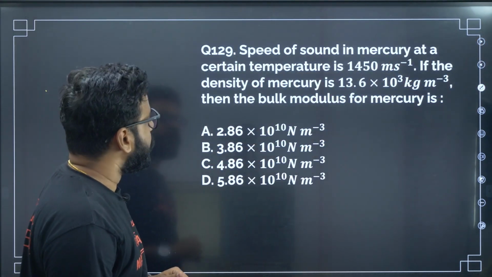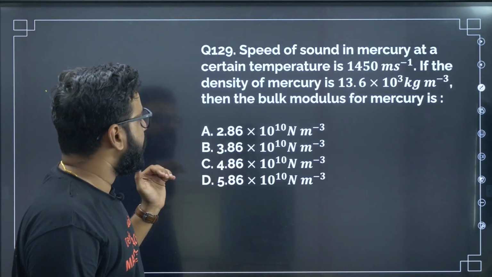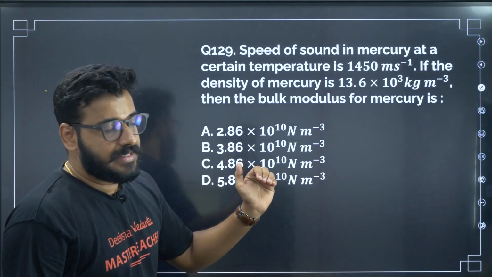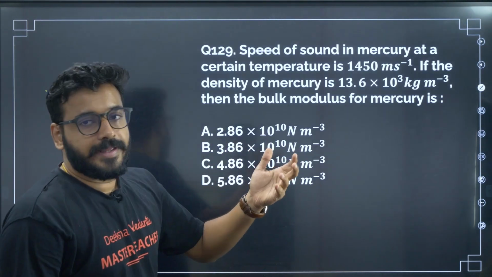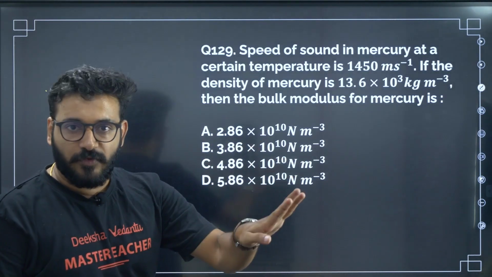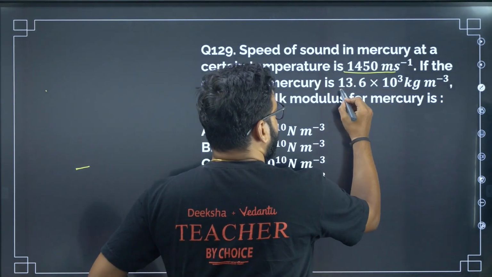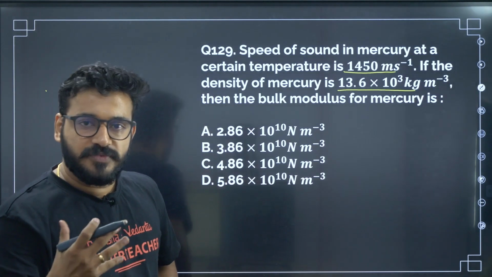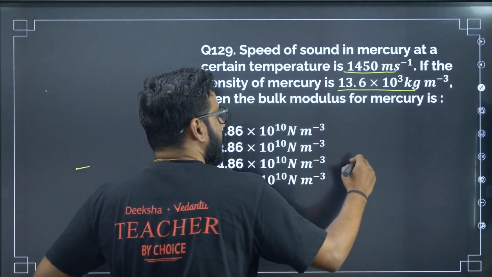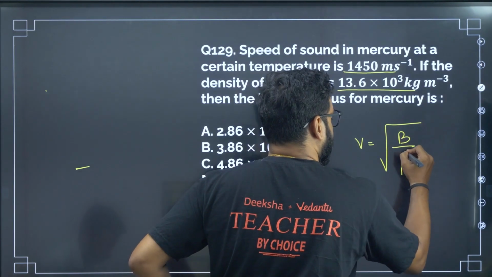Speed of sound in mercury at a certain temperature is 1450. If the density of the mercury is 13.6 into 10 to the power 3, then the bulk modulus for mercury is, it's a very simple straightforward question. They have given you speed of sound, they have given you density, they're asking you the bulk modulus. What is speed of sound in a particular medium? Speed of sound is given as root over bulk modulus by density.